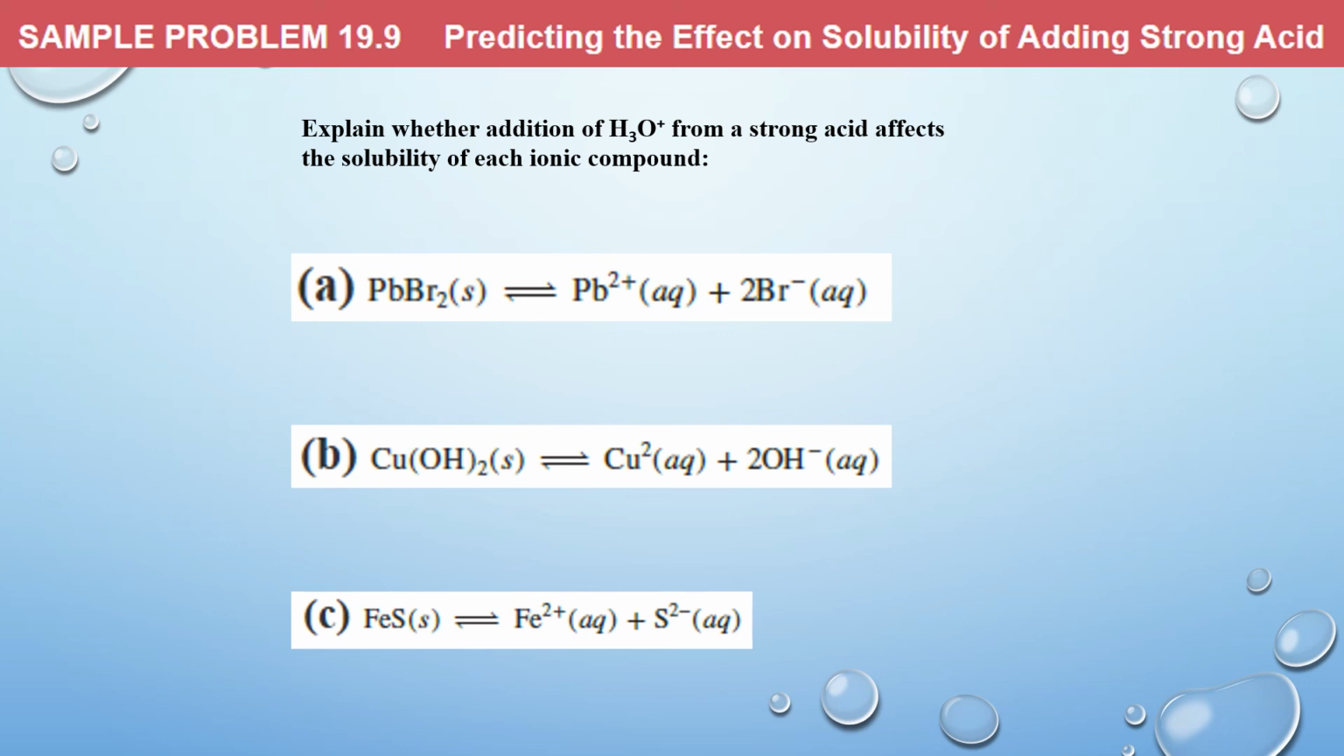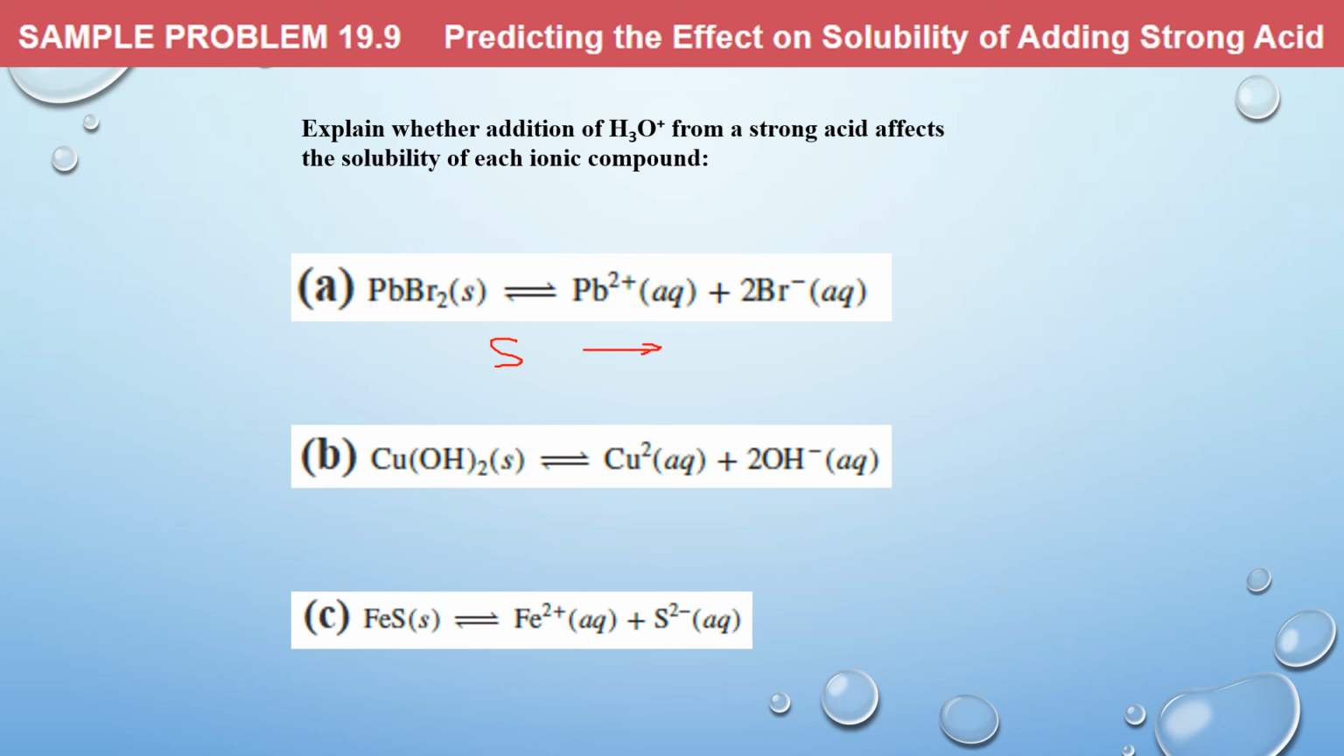For the first one, we have bromide in this compound, right? Bromide is an anion from a strong acid, hydrobromic acid. So the equilibrium constant is not affected by the addition of the proton, so the solubility remains constant.